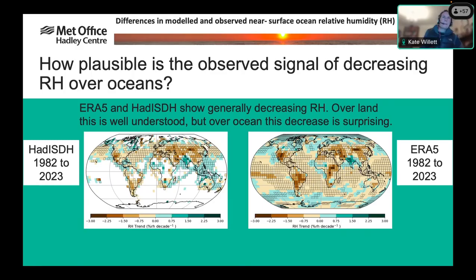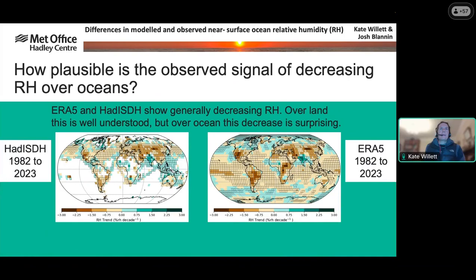So I'm Kate Willett from the Met Office, and this is some work that I've been doing with Josh Blannin. And we are looking at how plausible is the observed signal of decreasing RH over oceans. And this is using my own climate monitoring product, HAD-ISDH. So this is an in-situ based climate monitoring product which uses observations from ships over the ocean and weather stations over land. And we've also got ERA5 far right.